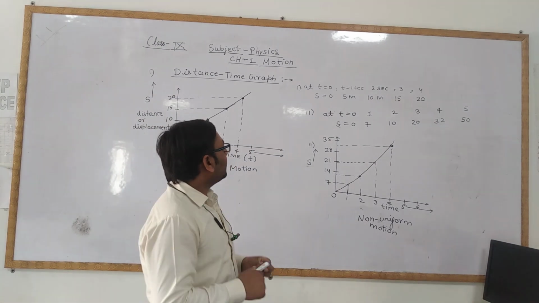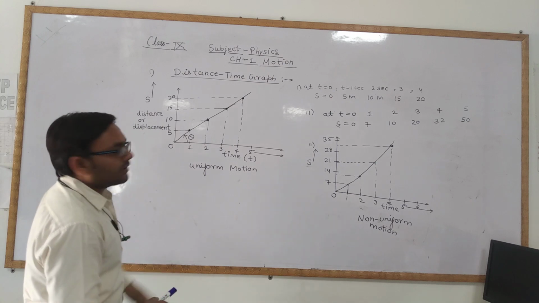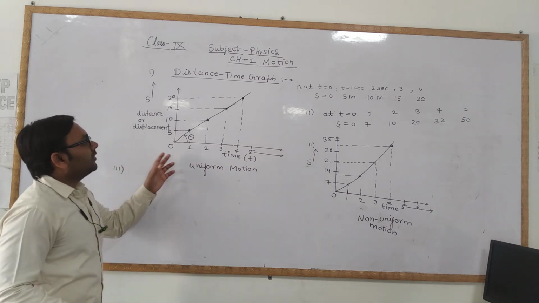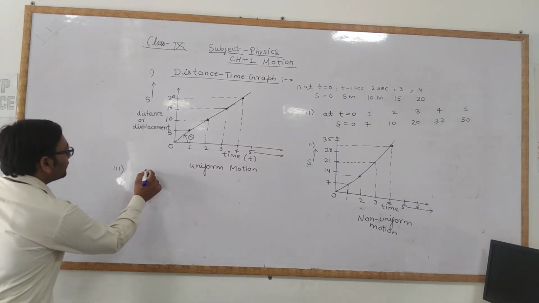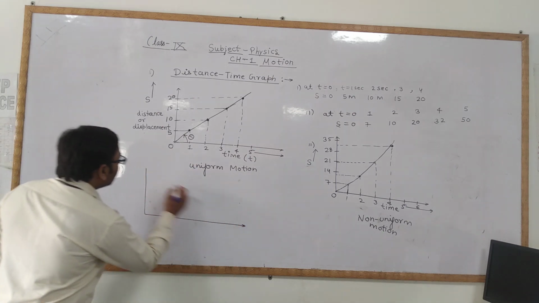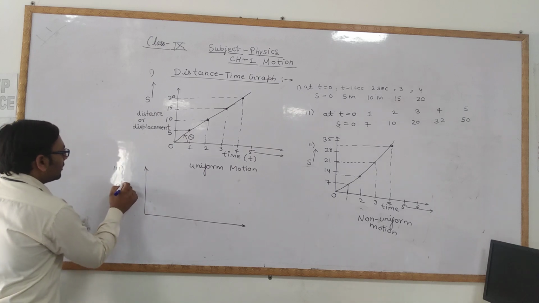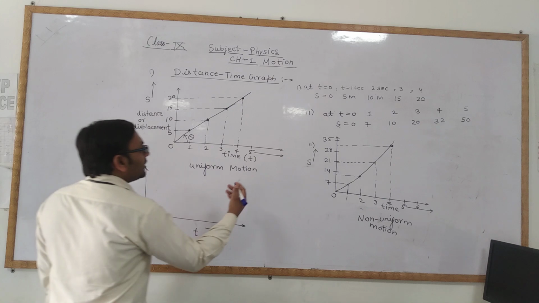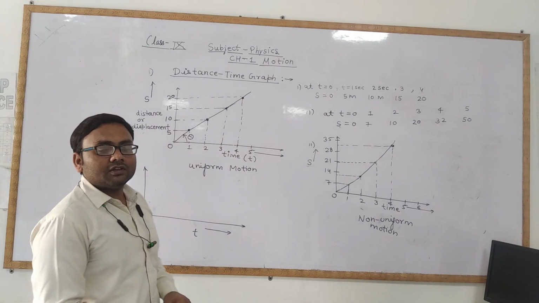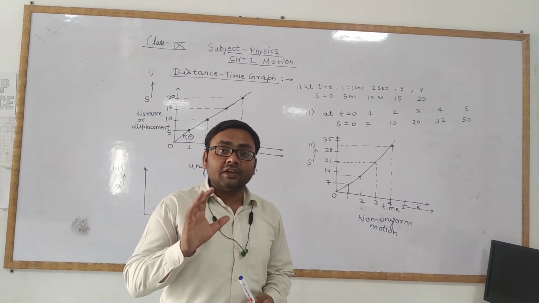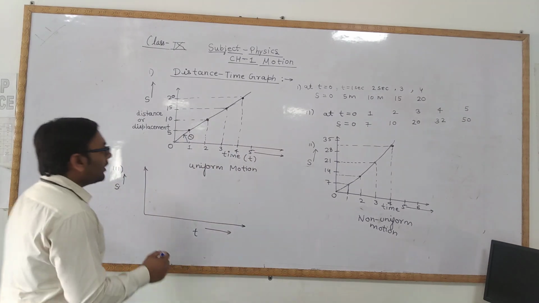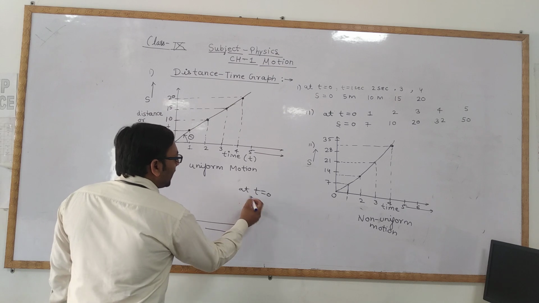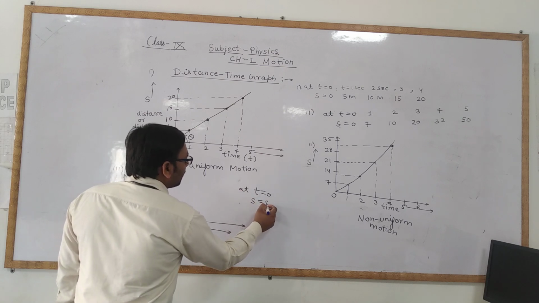And the last type of this distance time graph, one more case is there. That is, suppose the object is not moving. Suppose this is distance, this is time. Suppose the object is not changing its position, or the object is stationary, or it is at rest. So what will happen at time t equals to 0? Suppose the object has covered some distance initially, suppose 5 meters.